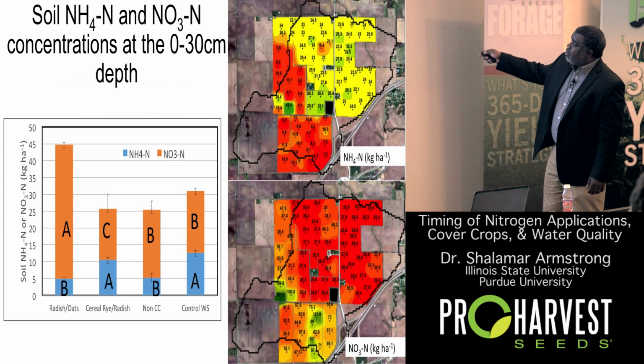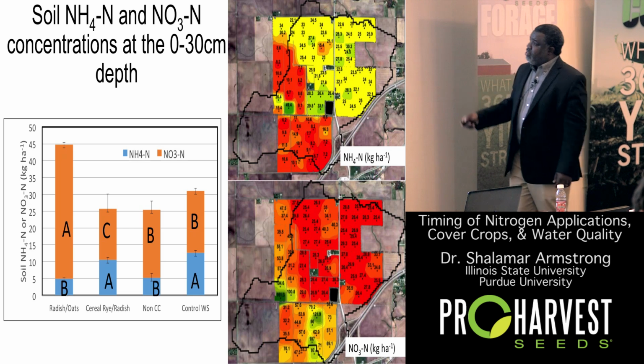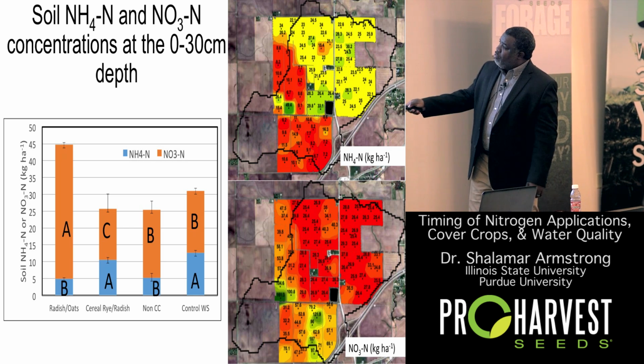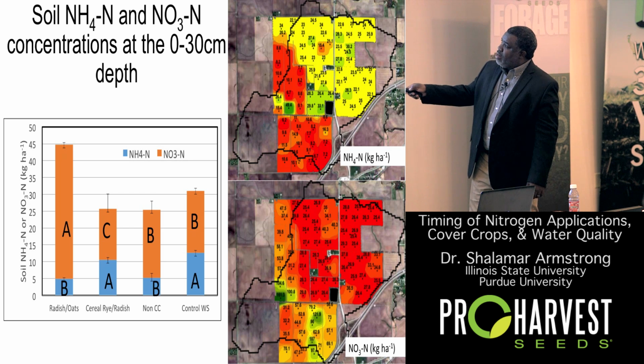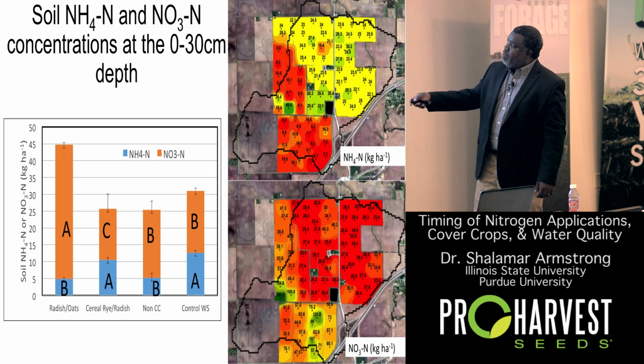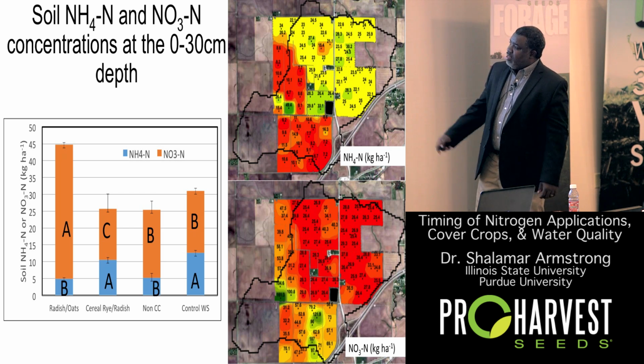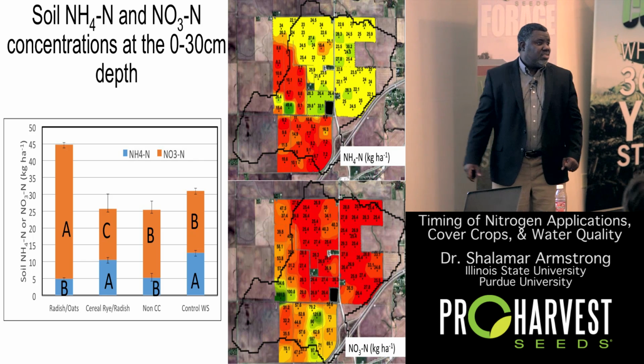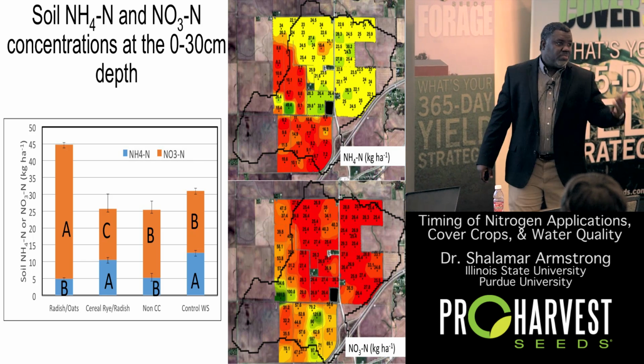Remember, this is the cereal rye effect, okay? So in the first foot, when you had radish oats, you had more nitrate there compared to ammonium. That's because this winter kills. And then what? It began to decompose.